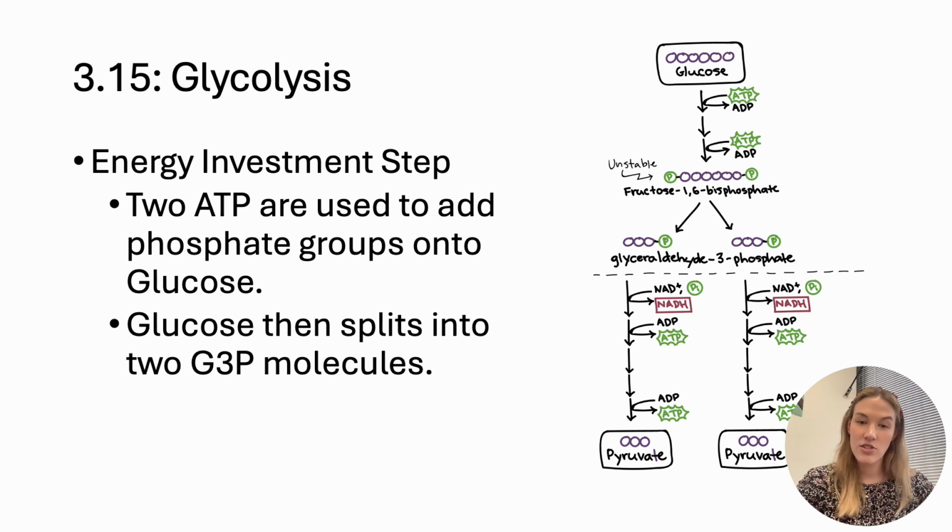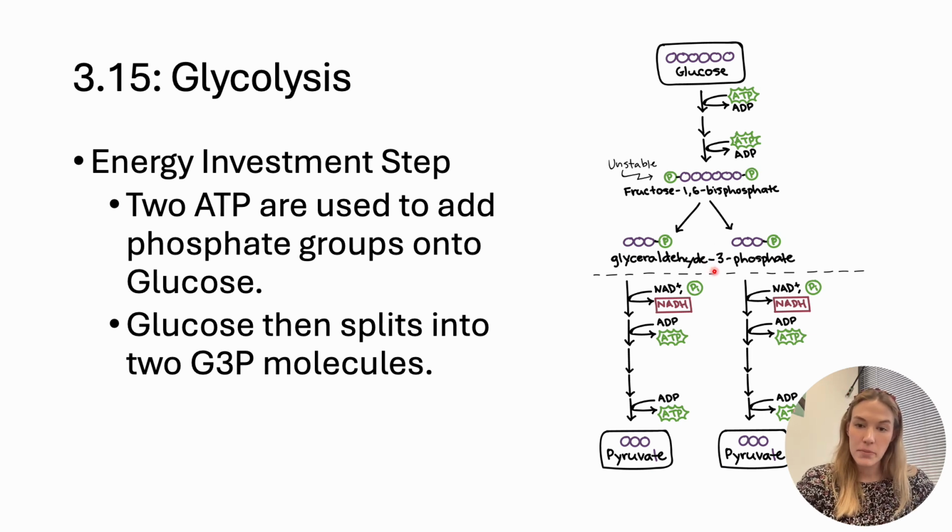The first part is the energy investment step, which is the first half here. Above this dotted line is the energy investment step. So just like you could invest money into something like Google, you invest it with the hopes to get more out. So in this case, we invest 2 ATP when we split glucose into 2 3-carbon molecules. In this case this is G3P, and yes, that is the same G3P that you see in the Calvin cycle. So we invest 2 ATP to get this split done.